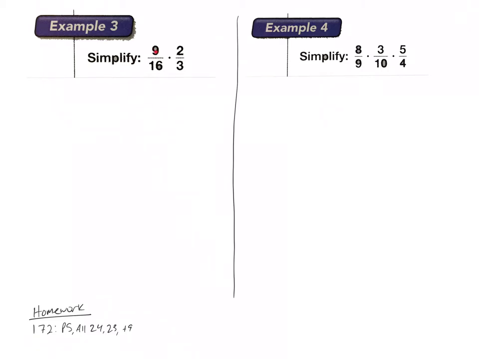I recognize that this 9 and this 3 have a number in common, and that number is 3. So what we're going to do is what we call reducing. So I know that 3 will fit into 3 one time, so instead of the 3, I'm going to write a 1. And I know that that same number will fit into 9 3 times, because 3 times 3 is 9.